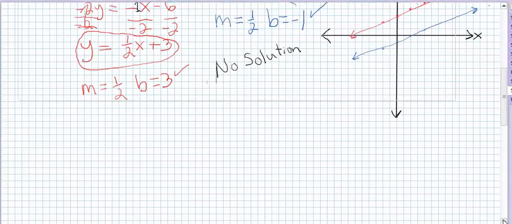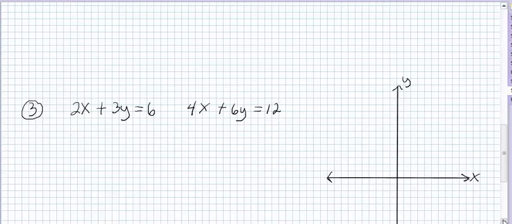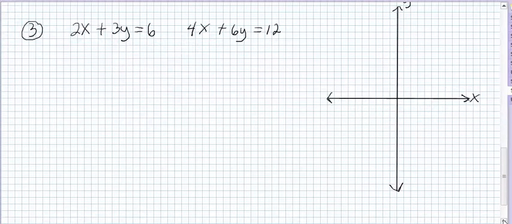Okay, now let's go down to the final problem. And the final problem, I do the same thing. I look at the two equations and I ask myself, are they in slope-intercept form? And I'm looking at the first one. It says 2x plus 3y is equal to 6. That is not in slope-intercept form, so I need to make it that way. So I've got a little bit of work to do.